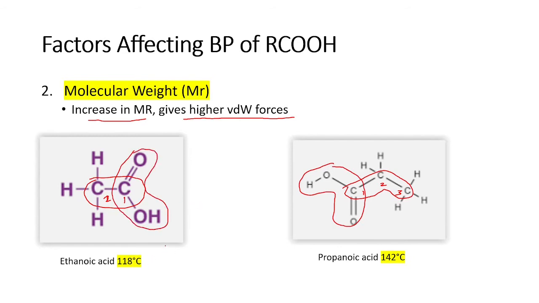So just by having a successive member of CH2, another CH2, we can see that the propanoic acid increased to 142 degrees Celsius. Ethanoic acid only 118. So yes, correct. The higher the molecular weight, the higher the boiling point.